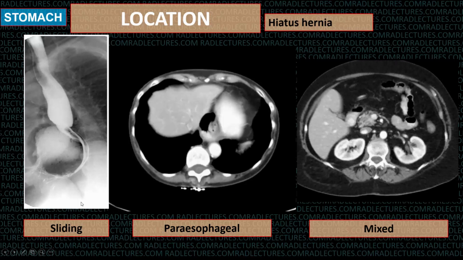So the difference between sliding and paraesophageal hernia: in a sliding hernia, the gastroesophageal junction is above the level of the diaphragm. In a paraesophageal hernia, the gastroesophageal junction is below the level of the diaphragm. Very important, and it does not form a part of the hernia.